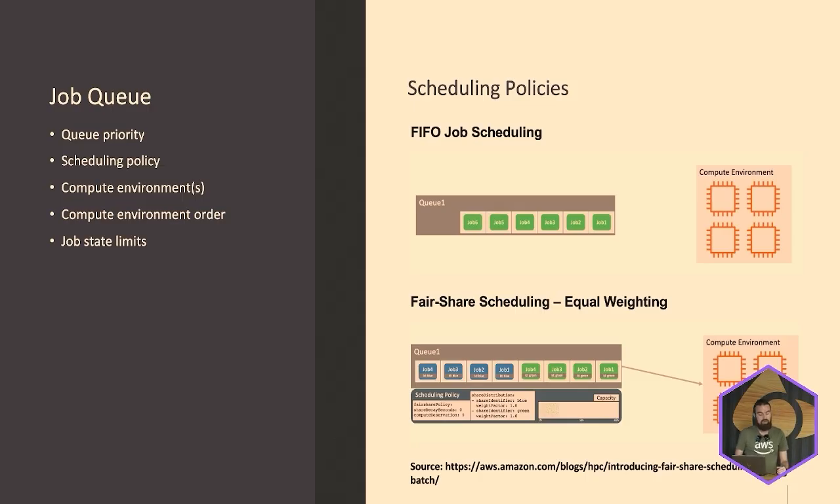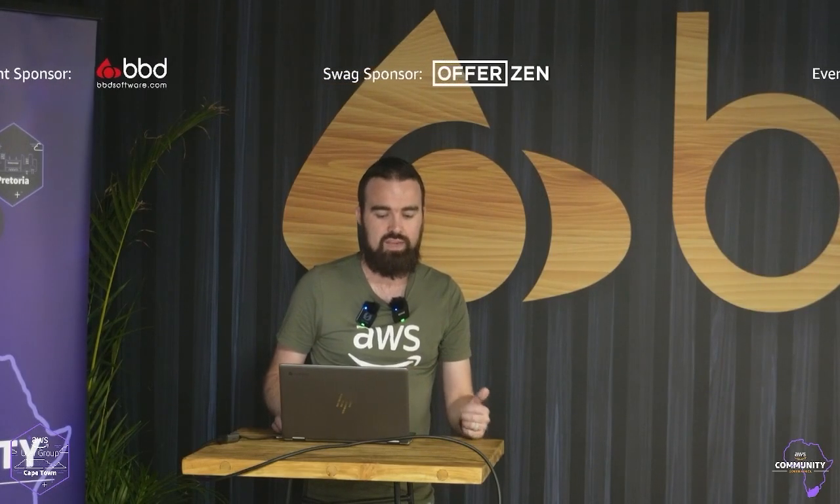All right, now the job queue. So the job queue, you can specify a few things as well, and I'll get to the nice animations in a moment. For the job queue, you can specify the queue priority, as well as the scheduling policy, which we'll see in the animation shortly, and then the compute environment or environments, because you can mix and match. It can become very complicated. You can have multiple compute environments, which I'll explain in a minute, and then the compute environment order if you have multiple of them, as well as the job state limits, which I won't go into detail.